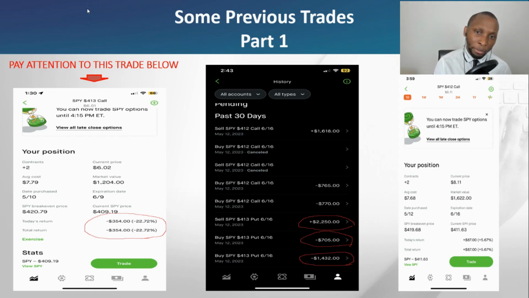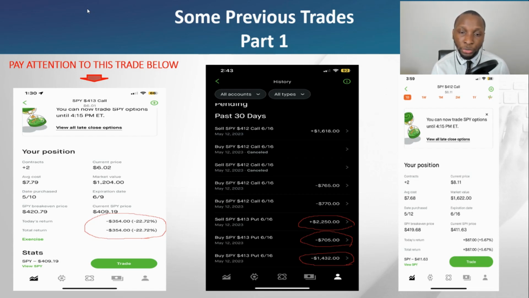So let's talk about some of the previous trades I made. This is the first part. What I want you to pay attention to, you can see on my screen on the left side, what has been circled in red. In the previous week on May 10, the total return on this particular trade was that I was down $354, and you can see the market value I have for the trade. In the middle, I want you to pay attention to what is being circled in red.